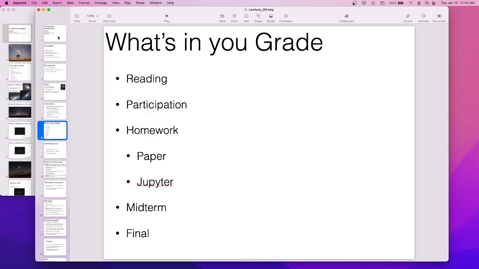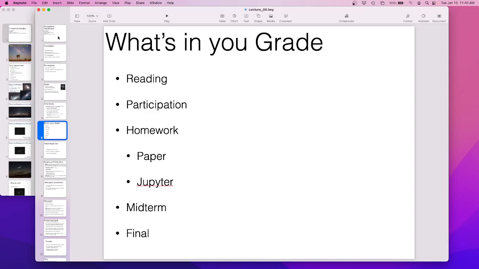So participation, that means show up and be awake enough. I don't have any really strong constraints on what participation counts. So just show up, ask questions, be engaged. It's pretty straightforward. This is fun stuff.